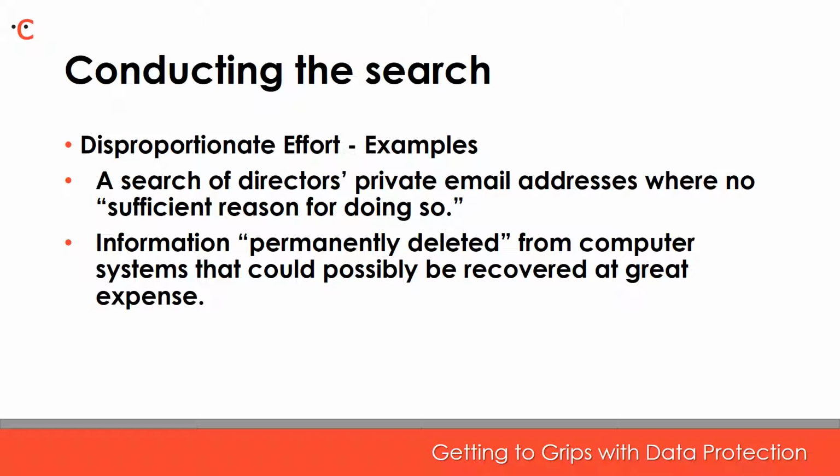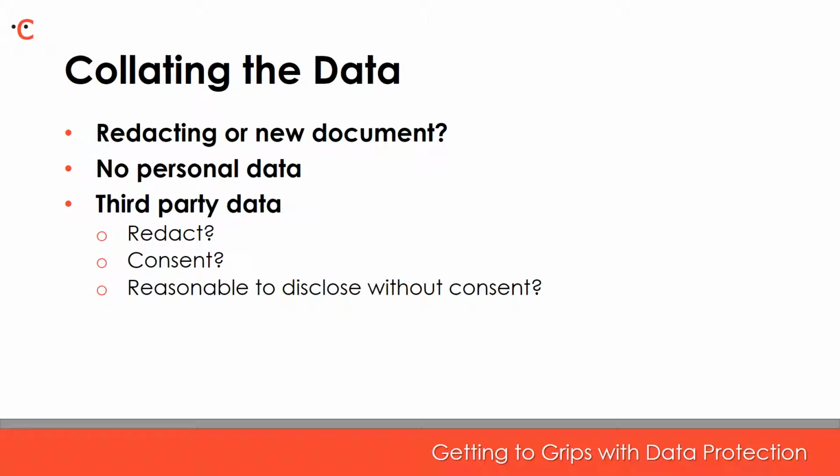A recent example of disproportionate effort was in Hollyoak versus Candy and CPC Group Limited, where the request extended to a search of directors' private email accounts. The company was not bound to ask for access unless there was a sufficient reason for doing so, and this was an intrusion requiring justification. Also, ICO guidance suggests that where information has been permanently deleted from computer systems, but could possibly be recovered by using expensive technical expertise, there may not be a requirement to undertake such measures.